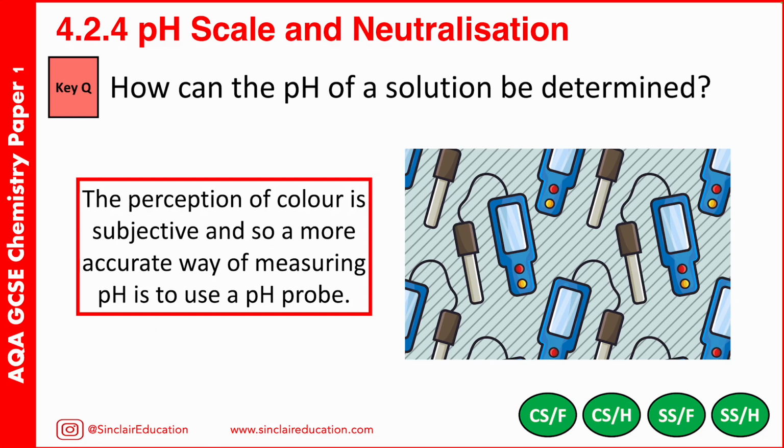Another way that we can get quantitative data is using a pH probe, and this will give us an actual number of the pH. So it removes this issue about the perception of colour being subjective, and you can get some with quite a high resolution that can read to 2 decimal places.